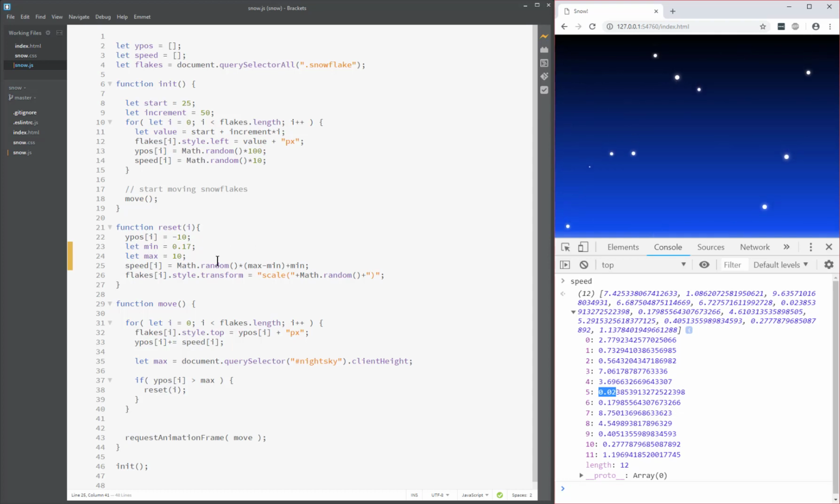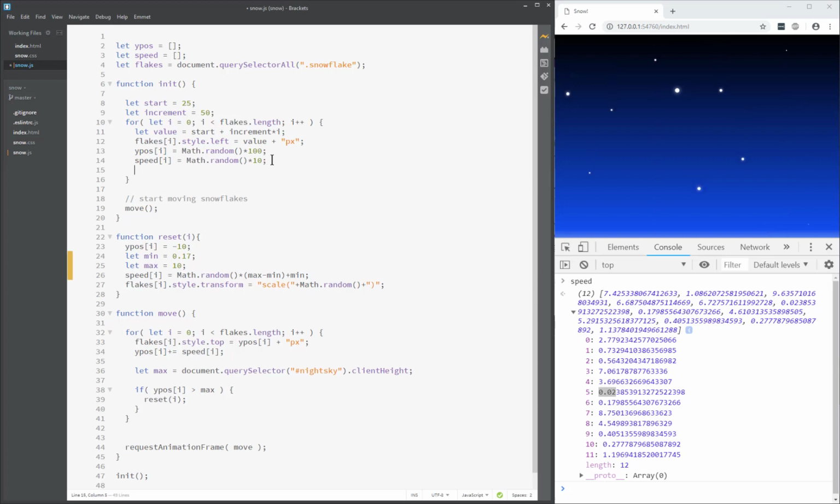That's less than 0.17. I see. This is not the only place we set the speed. We also set it here. And this is really, really bad practice. That's why you should never repeat yourself, because we do two things not quite the same way, but almost. Instead of setting the speed here, I would just call reset. And then I realized I don't really need to set the y-pos to anything because I just overwrite it with -10.